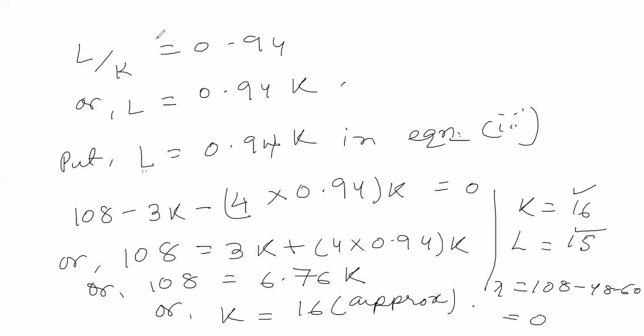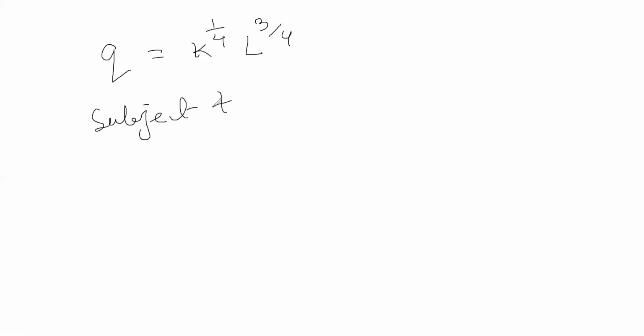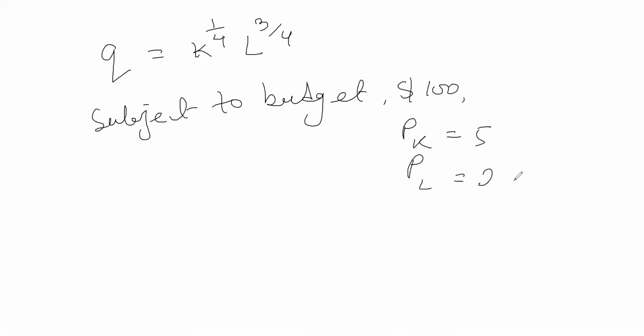Okay, now let me give another example for you. This is again a Cobb-Douglas production function with k to the power 1 by 4, L to the power 3 by 4, and this is subject to a budget which is $100, and price of k is equal to 5, price of L is equal to 2.